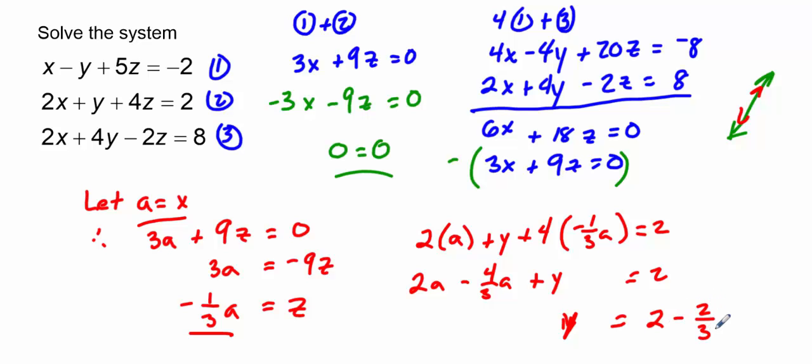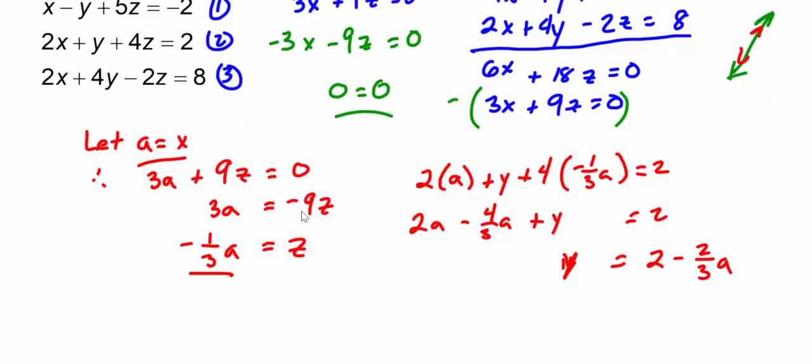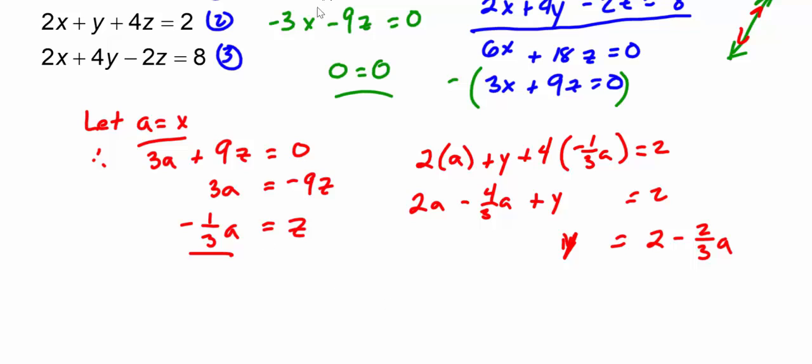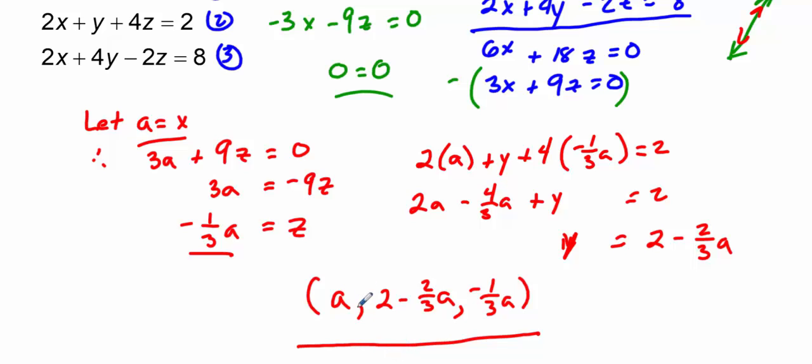minus 2/3 a. So therefore, what I have is not necessarily a singular triple as a solution, but I have expressions as solutions. So for this problem, I'll have infinitely many solutions such that I can pick any value for x. Y is going to be 2 minus 2/3 of that value I choose, and z will be negative 1/3 of that value I choose. So there's infinitely many triples such that they are all in this relationship. And that's all we got for today.